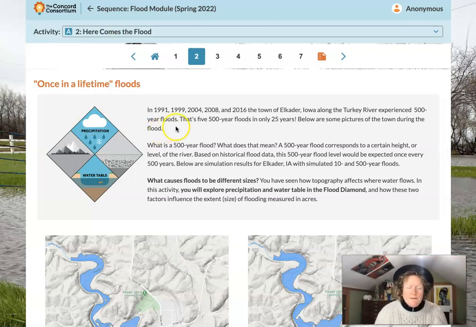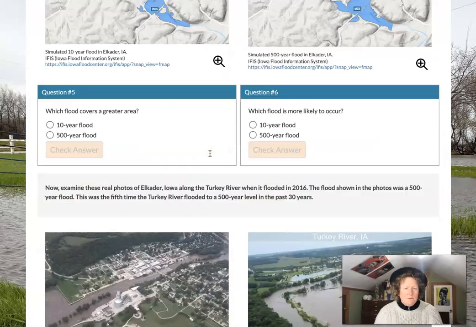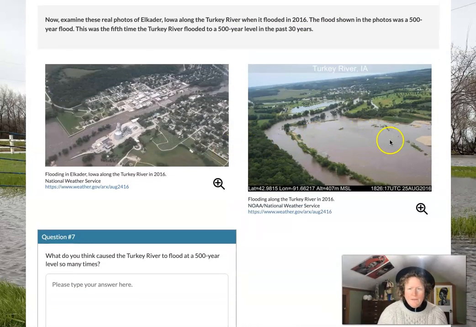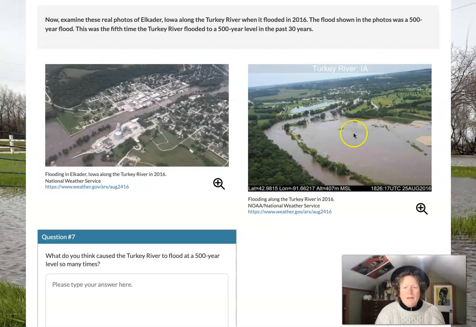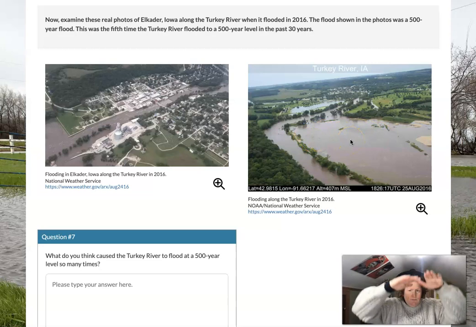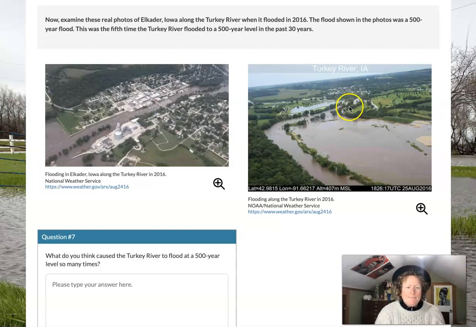In 1991, 1999, 2004, 2008, and 2016, the town of Elkader, Iowa, along the Turkey River, experienced 500-year floods. That's 5 500-year floods in only 25 years. Below are some pictures of the town during the flood. Let's take a look at those so we can get a sense. That's a big flood. The Turkey River just spread way out because this is a pretty flat area here. And we can see once the river rises above its banks, it can go a long way.